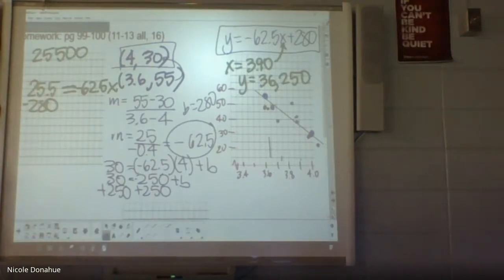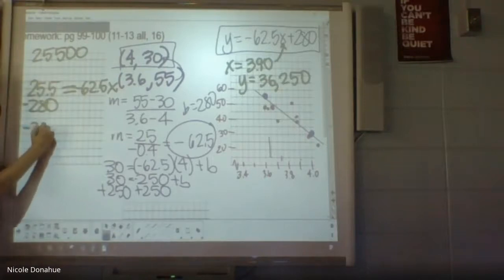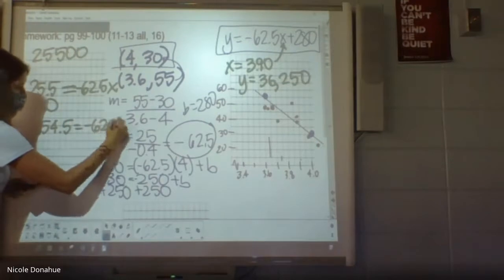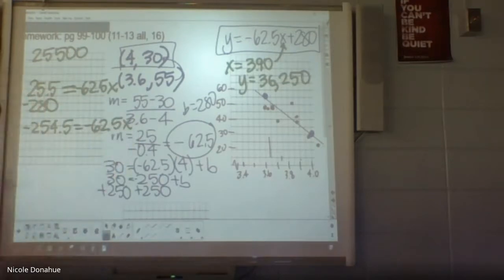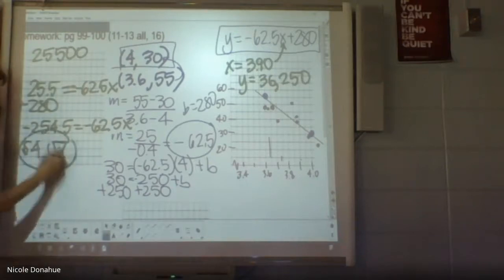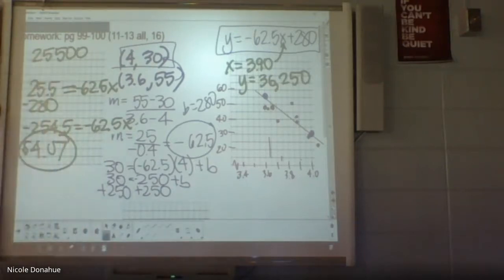I wouldn't have you guys do that, sorry. And then, so this is a negative 254.5 equals a negative 62.5x. And that I'll divide by 62.5, and I get $4.07. They had $4.01. Super close. Sorry about that. Confusing.